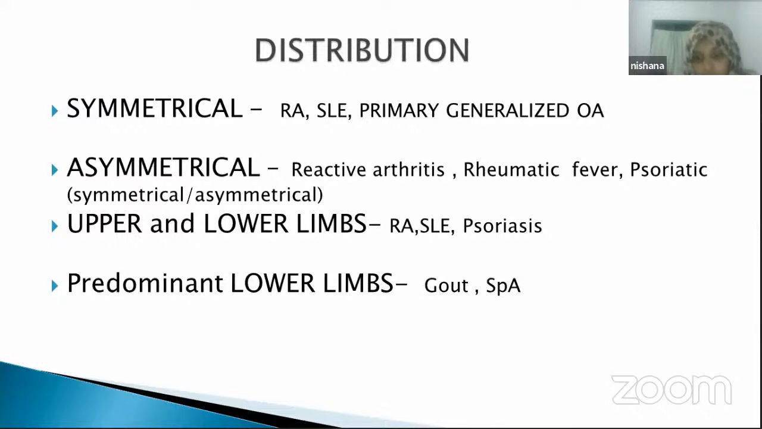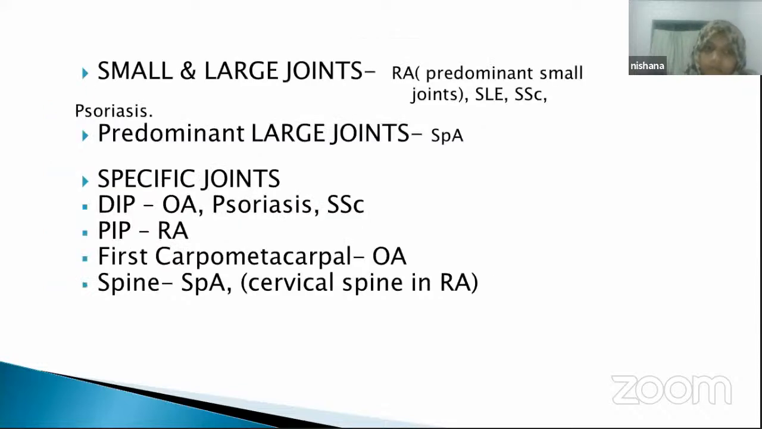gout and spondyloarthritis. Then coming to the various patterns of joints affected, we all know rheumatoid arthritis usually affects the small joints of the hands and feet predominantly, but it can affect large joints also. Then SLE, systemic sclerosis, these all usually affect small and large joints. Then predominantly large joints are affected in spondyloarthritis, such as ankylosing spondylitis.